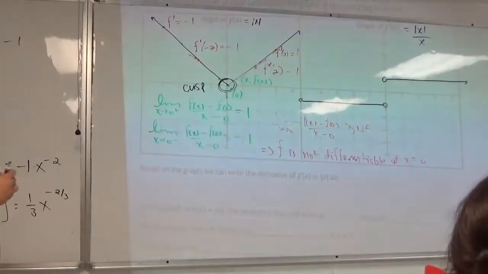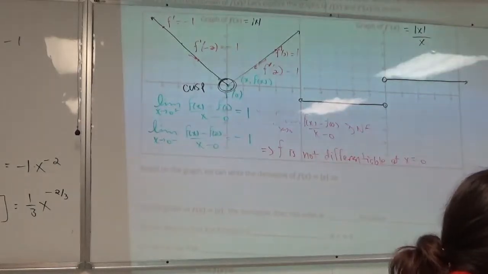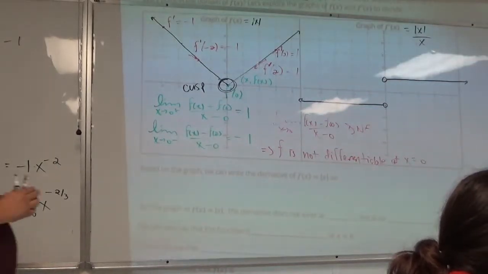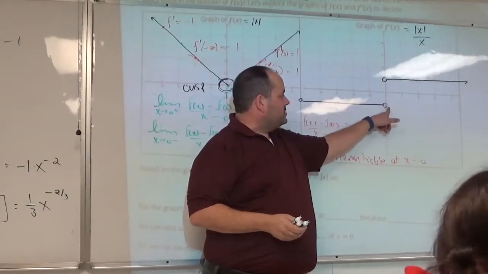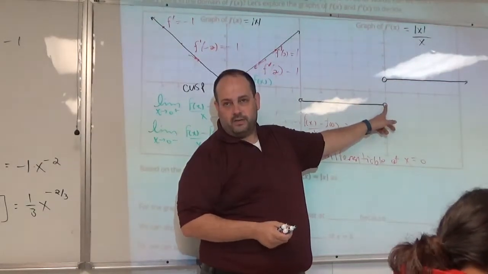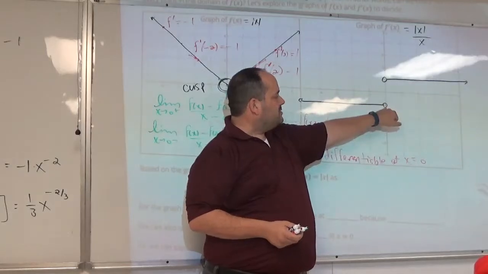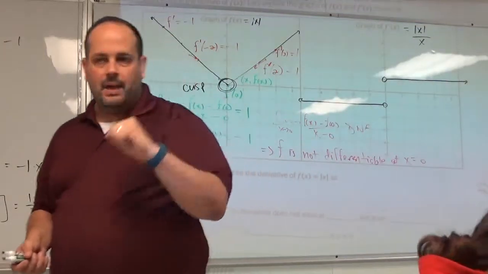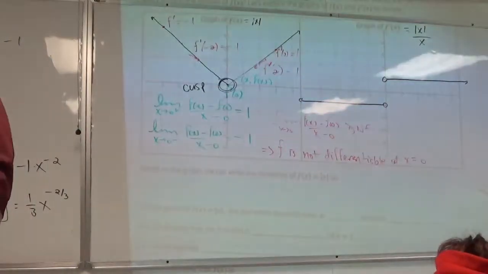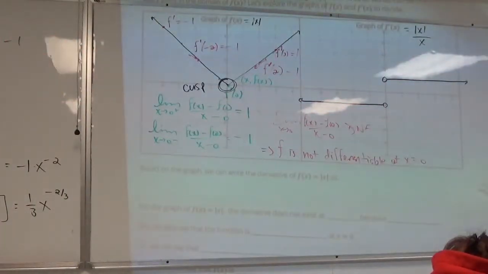Jeanette, what was your question? Why does it matter if it's an open circle or a closed circle? Good question. If you have an open circle, what you're saying is at x equals 0, the graph is not defined. If you put in a closed circle, you're saying at x equals 0, the y value is -1. And because the graph is not differentiable, you have to go with the open circle.